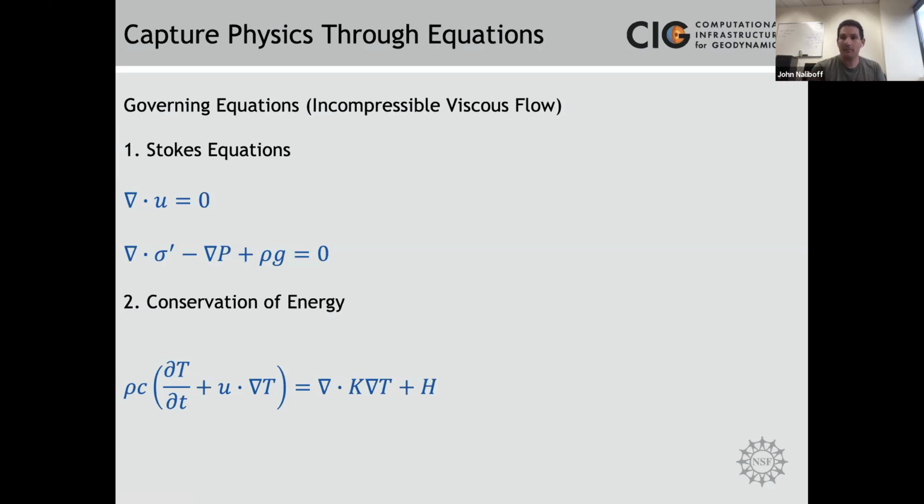The time dependent component starts to come into play when you think about conservation of energy. So here we're thinking about advection and conduction of temperature. Here rho is density again, C is the heat capacity, T is temperature, small t is time, U is velocity again, k is thermal conductivity, and H in this case is something like internal heating. And then of course, you can have a much more complicated version of this equation if you have things like adiabatic and shear heating and other terms related to compressibility.